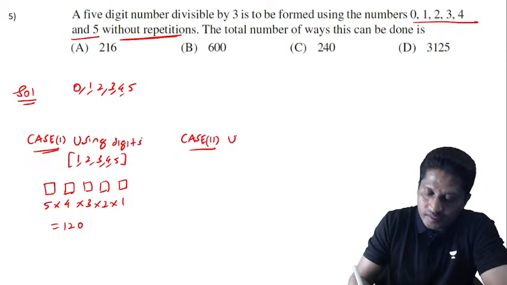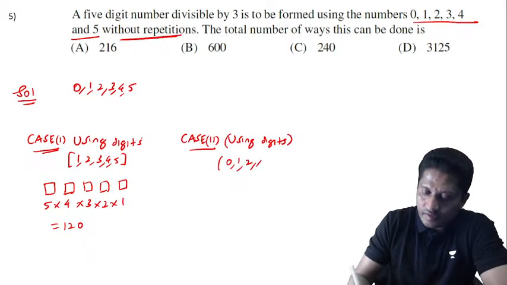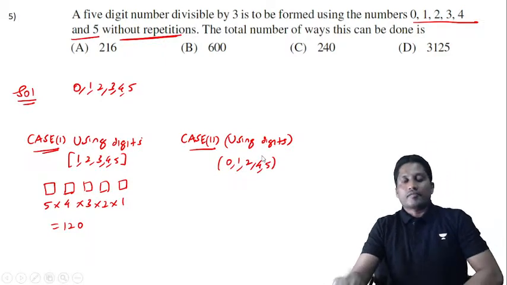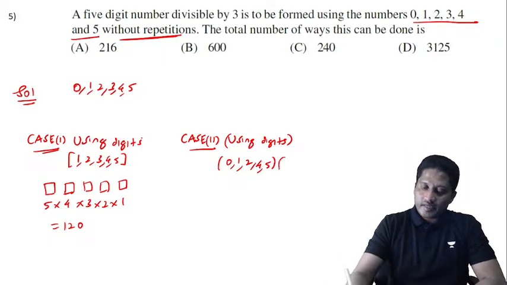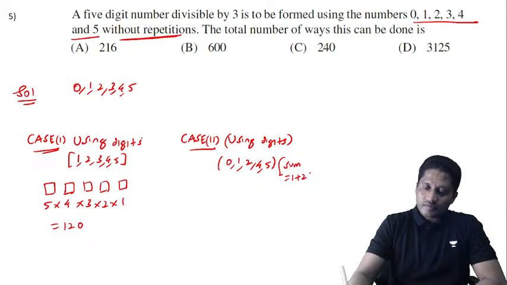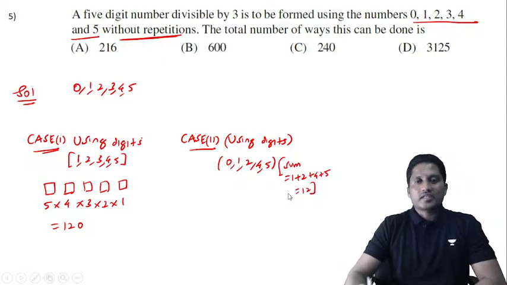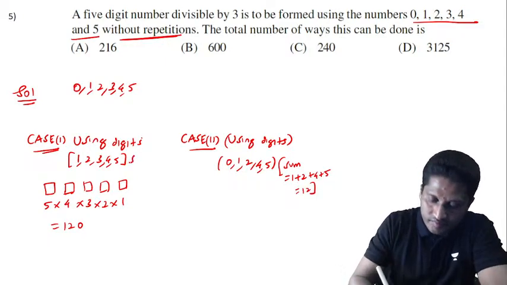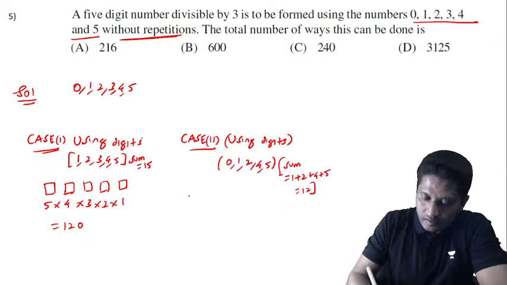Again 5-digit numbers, I'll use the digits 0, 1, 2. Don't use 3, 4 and 5. If you add all these digits, obviously you get a number divisible by 3. If you take the sum is equal to 1 plus 2 plus 4 plus 5, you will get 12. So obviously it's a number divisible by 3. Here sum of digits, if you add all this, you get 15. Obviously you get a number divisible by 3. Alright, so 1, 2, 3, 4 and 5.